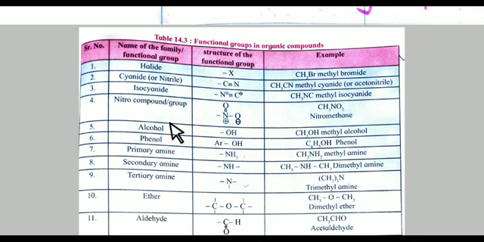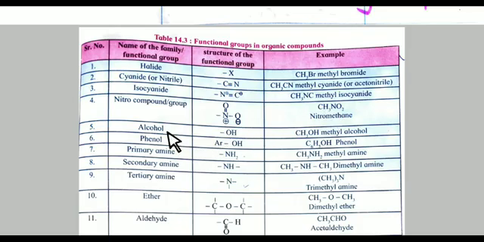Similarly, the nitro group, NO2. NO2 means one oxygen with a single bond and another oxygen with a double bond, meaning N double bond O, single bond O. Attached with an alkyl group, again using methyl here, it is nitromethane.